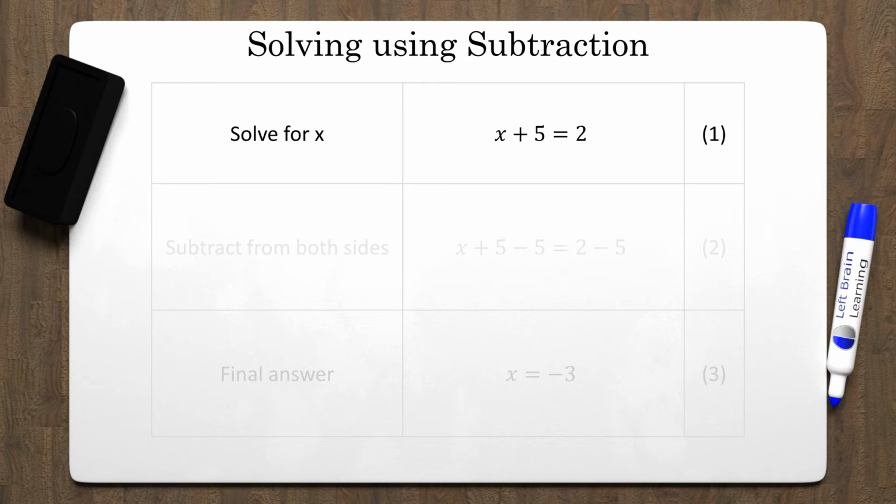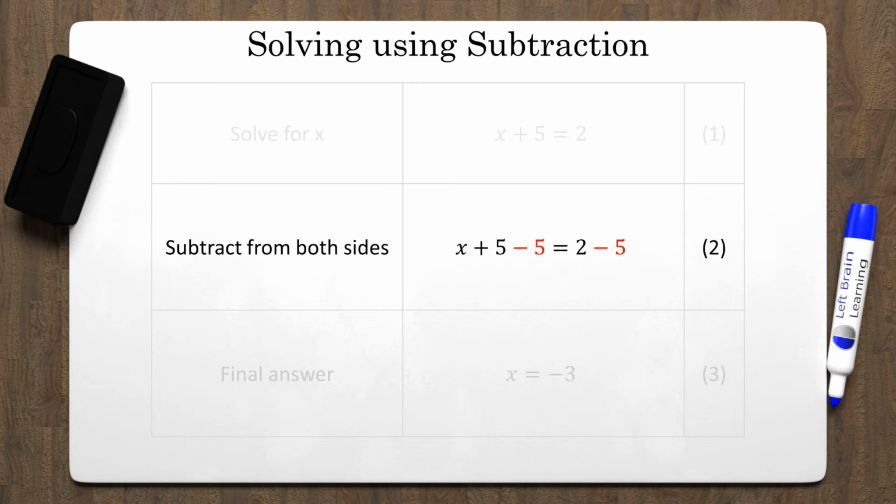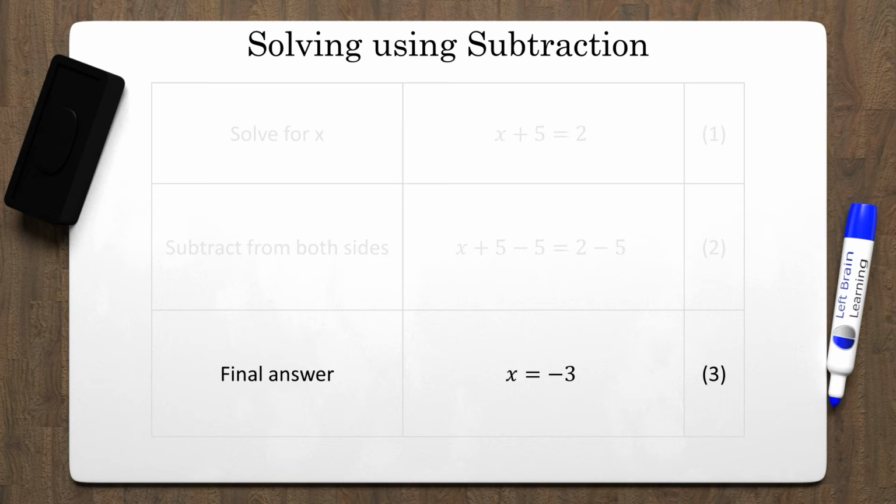Here's another example. x plus 5 equals 2. To solve this problem, what we need to do is subtract 5 from each side of the equation. So the positive 5 and the negative 5 on the left-hand side will add to 0, and the positive 2 and the negative 5 will add to negative 3 on the right-hand side. And so the final answer is x equals negative 3.